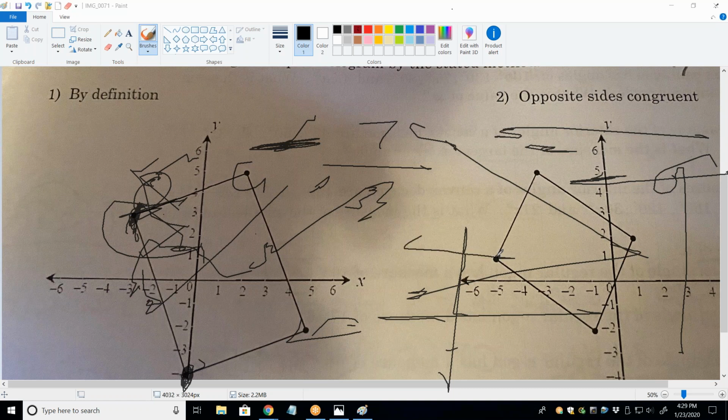See how far I can get. So we'll have to find the distance from there. Can you see that? Yes. Okay. What's the distance formula?